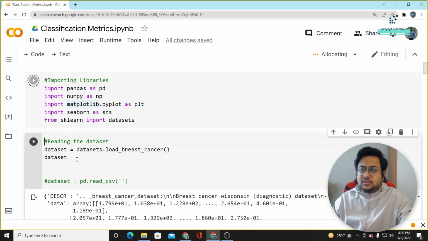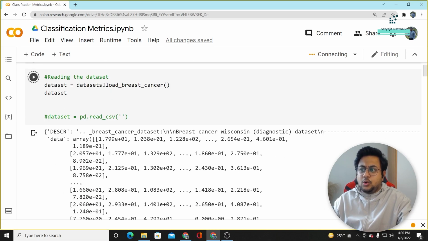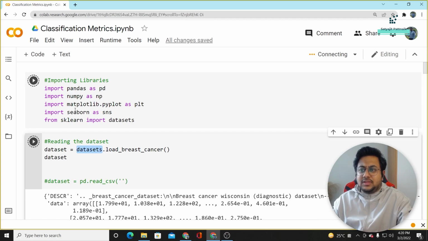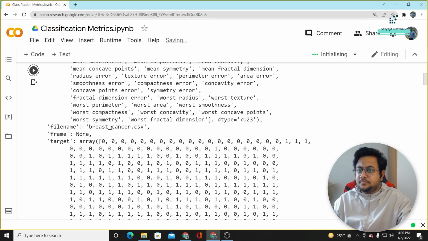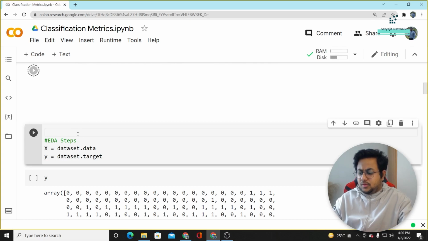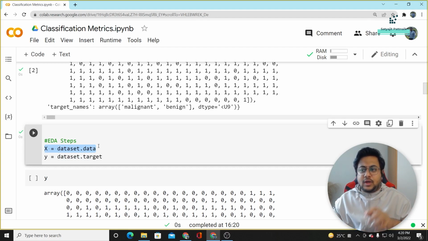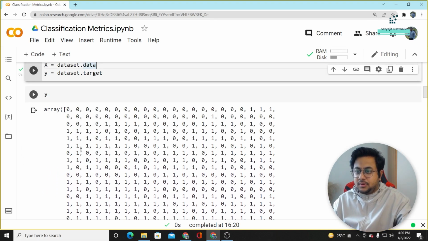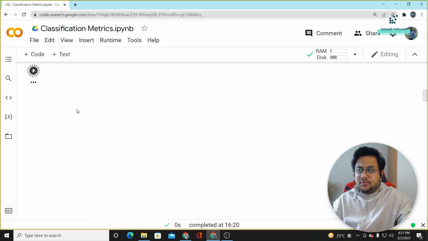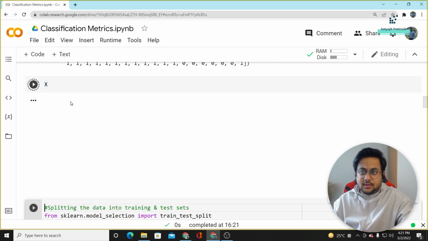So I'll quickly run this code so that my data set is ready. We are loading this data set from the sklearn datasets. It will hardly take a few minutes, and then I'll run this code, which basically means I'm storing the data into X and my target into Y. What is the target? Cancerous or non-cancerous. Simple. So this is how my Y variable looks like, and this is how my X variable looks like.